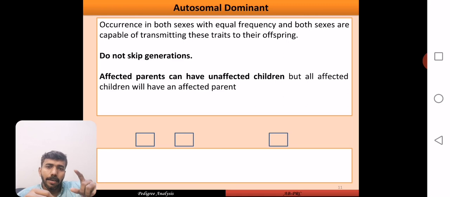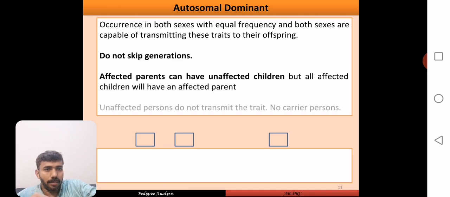That means all affected children will definitely have an affected parent. Without an affected parent, a child will not be affected. But there is a possibility that a parent who is affected can have a child without the disease. Okay, let's see the genetic experiment location.